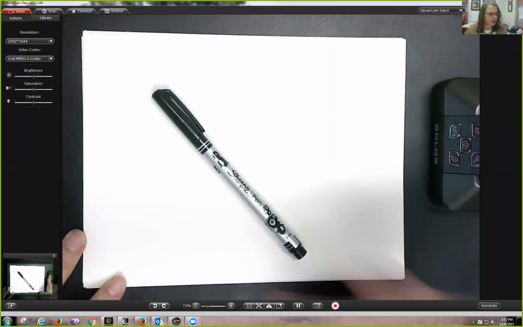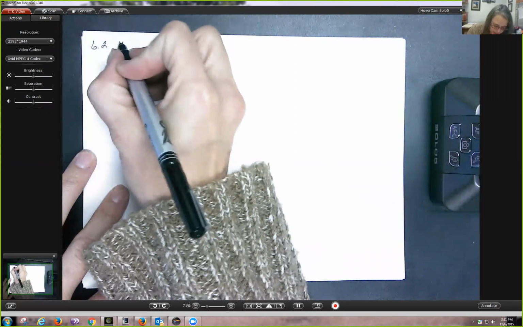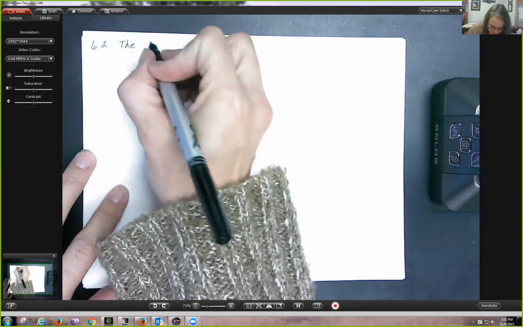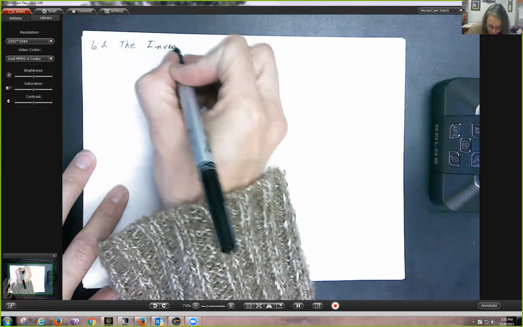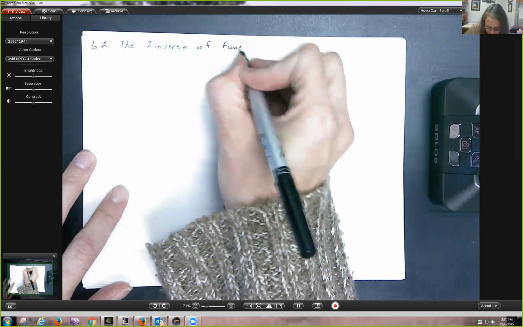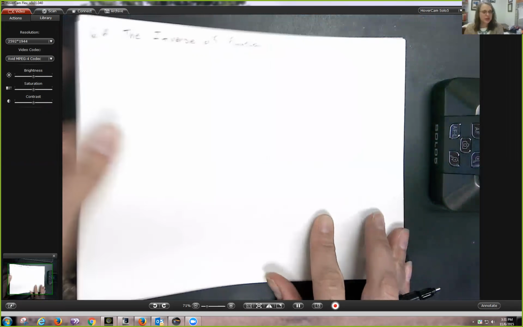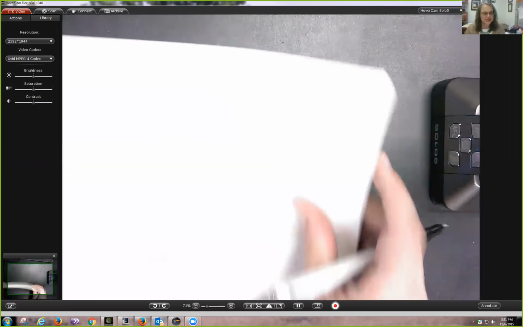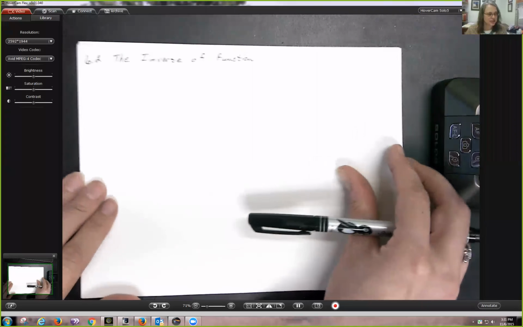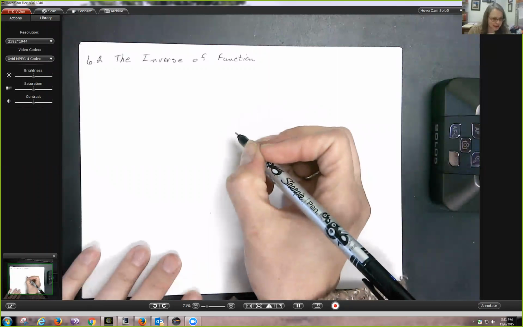There we go. Okay. So we are going to talk about section 6.2, which is all about inverse functions. Now, this is really just a fancy way of saying reverse operations. So what the inverse of a function does is it essentially reverses the action of that function, or sometimes we say it undoes a function.